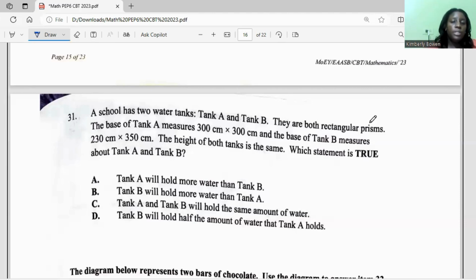Let's check out the measurements. We're checking for the volume here. So 300 times 300 is 90,000 cm squared. I'm just checking the area first, and then I'll think of another number that can be the height. And 230 times 350.